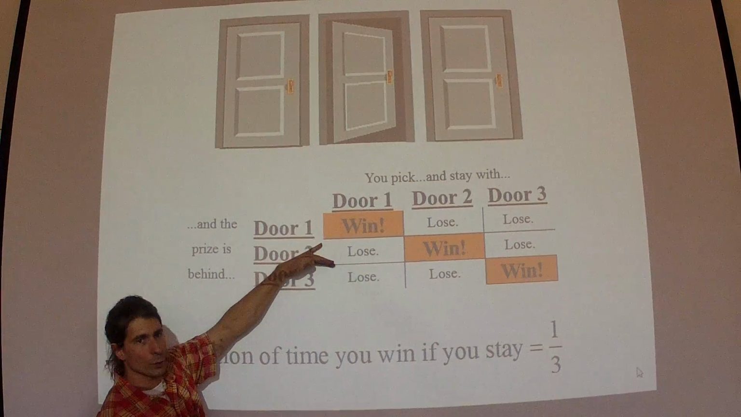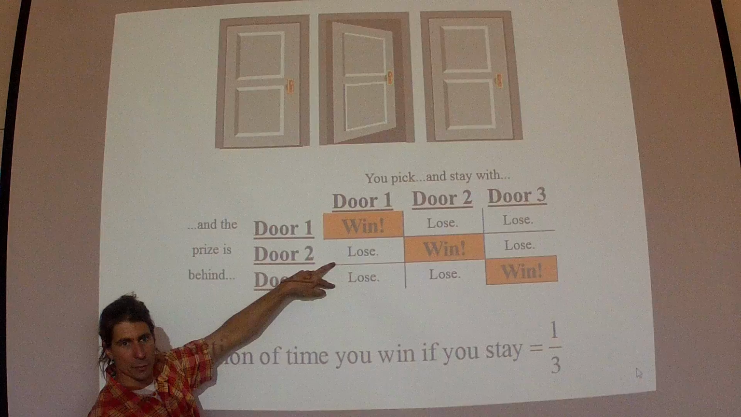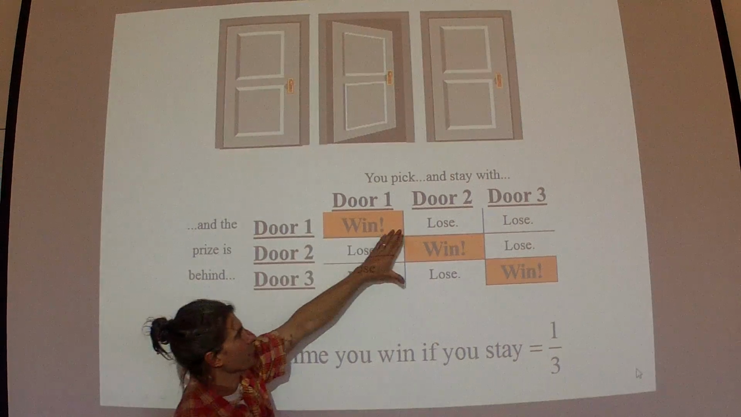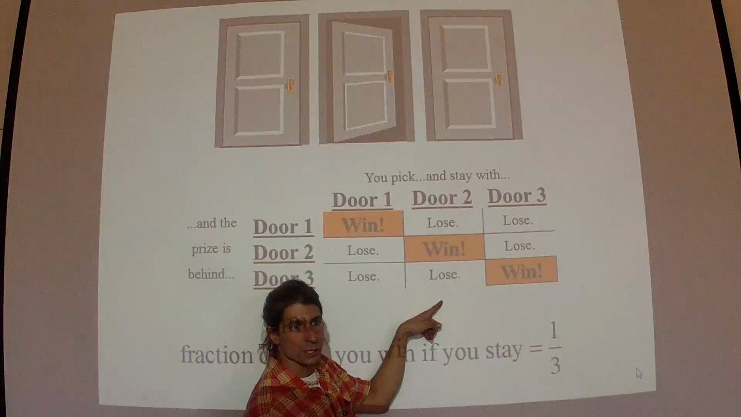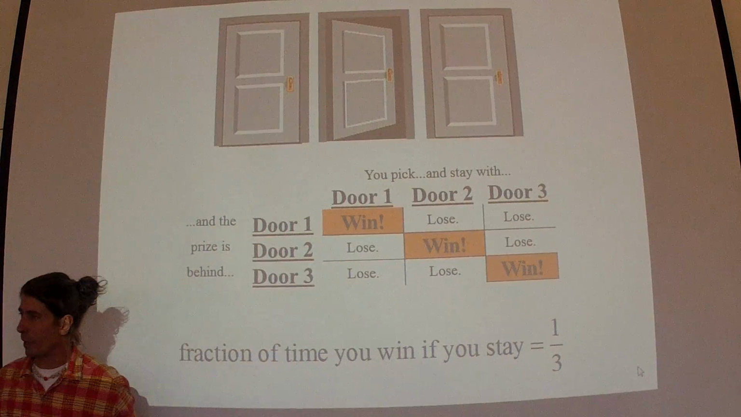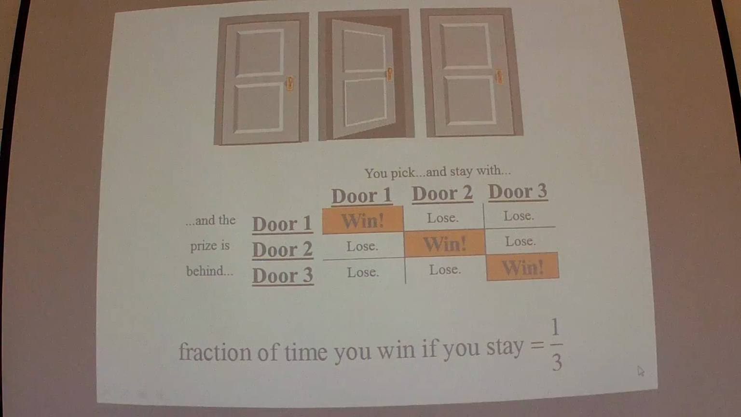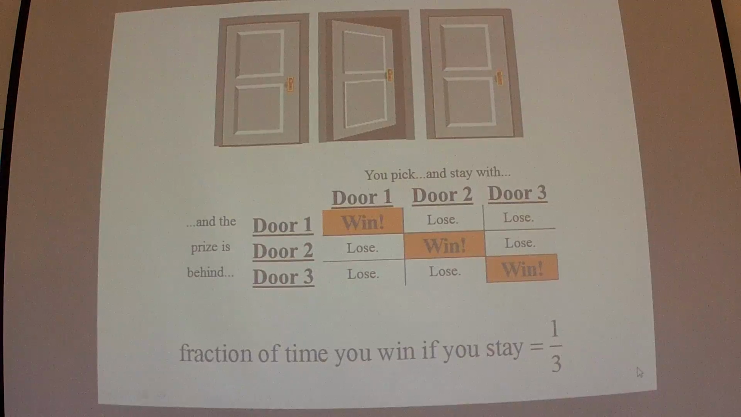So you see how this column right here has 3 elements in it? 2 of them are lose and 1 of them is win? Every column where you stay has 1 win and 2 loses. Because the only way you're going to win if you stay is if you landed on the door a lollipop is behind.